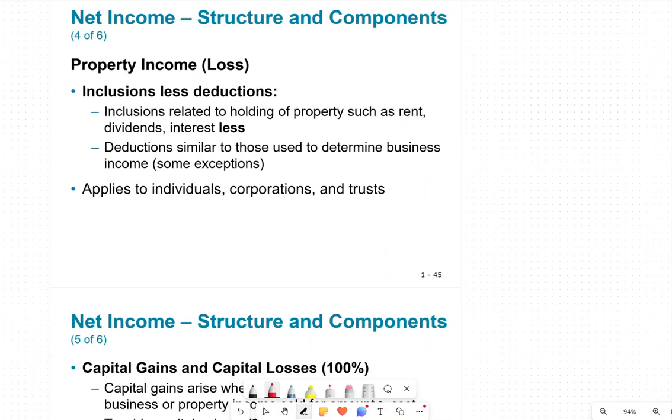When we think of a property income, you have an income, you're holding a property like an investment property. You are getting rent from that, or you have shares in a company, they pay you dividend, or you put money in the GIC, you get interest. So these are the incomes, and what you do is you're allowed to deduct expenses to earn that.